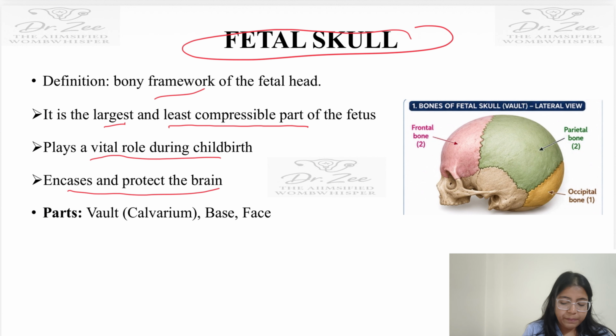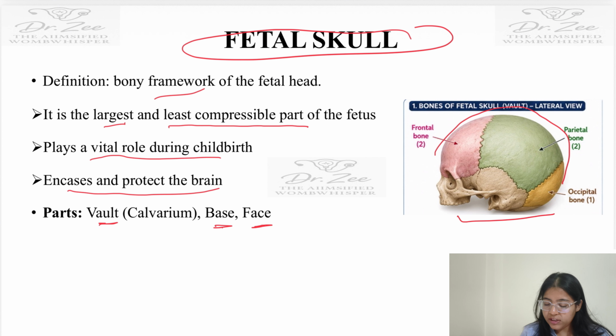The parts of the fetal skull are the vault, base, and face. So the upper one is the vault, the lower one is the base, and the front one is the face. Okay, vault, base, and face.